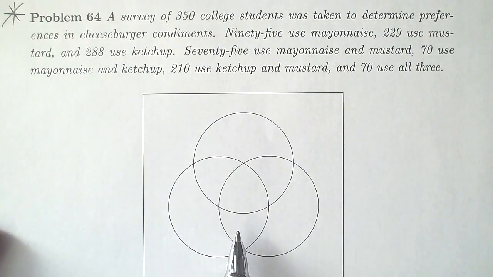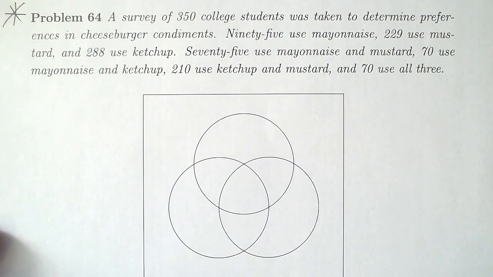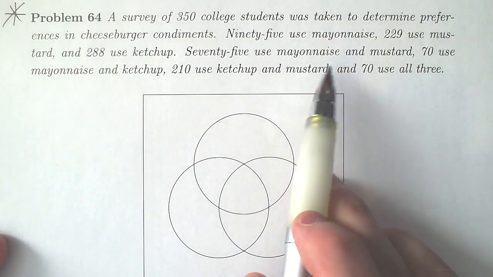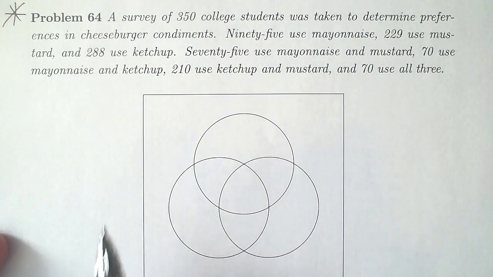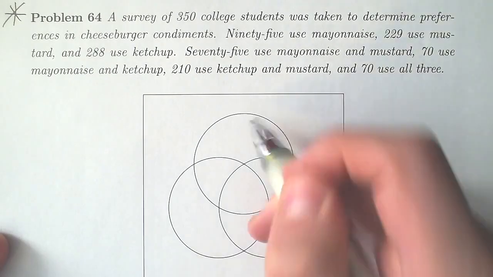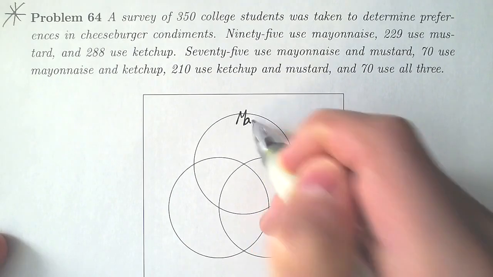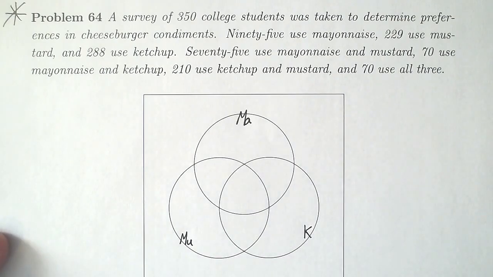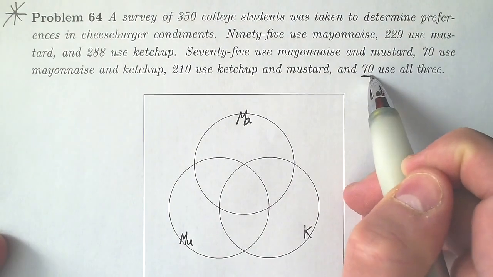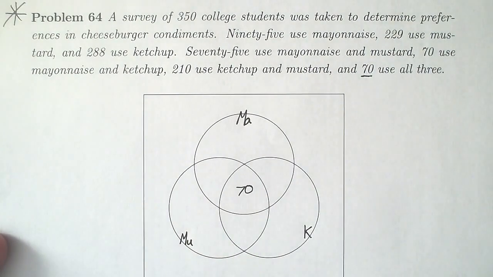We want to work from the inside out. Well, we also need to label the categories. So I think we should somehow label these mayonnaise, mustard, and ketchup. It's kind of unfortunate that 2 of them start with the letter M. So I labeled this MA and MU for mustard to tell them apart, and then K for ketchup. And if you labeled them slightly differently, it should still work out as long as we have those as our 3 categories some way or another. Okay, work from the inside out. So this does tell us 70 people used all 3, so I fill that in first, 70.